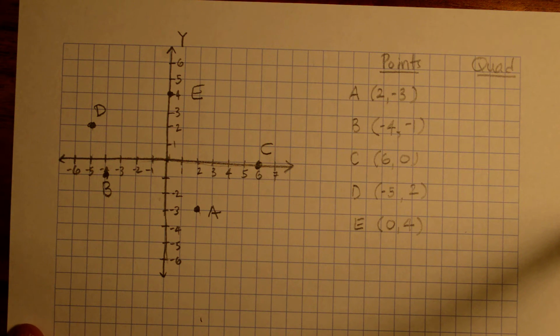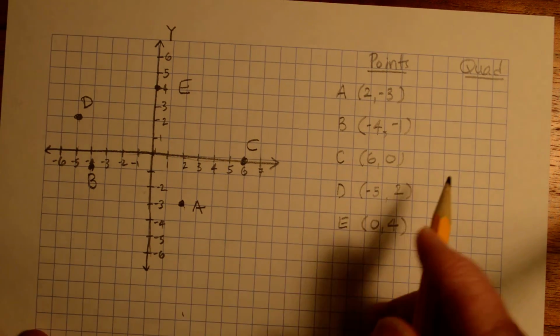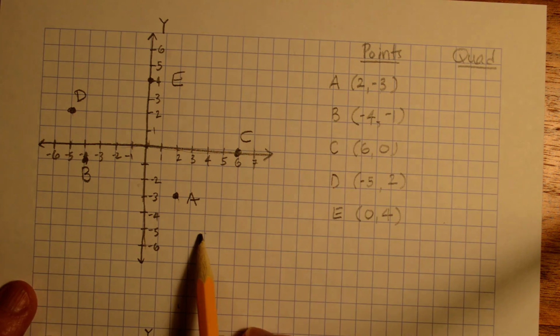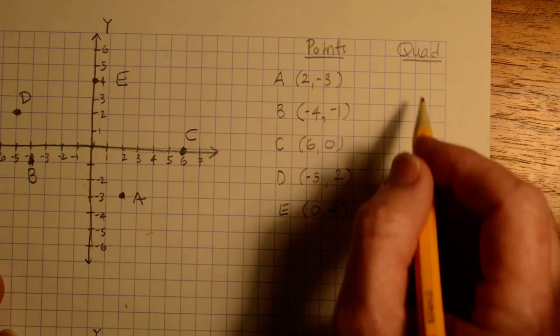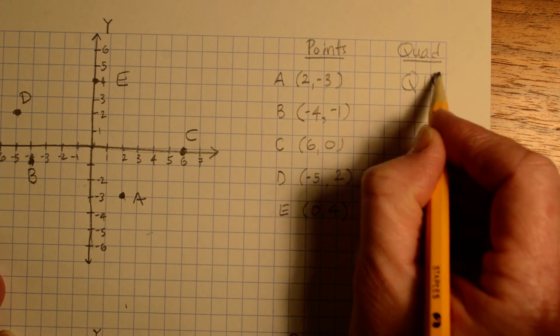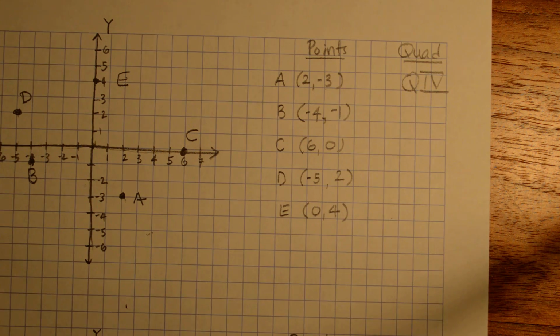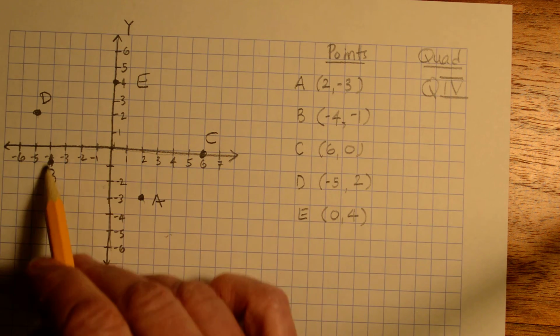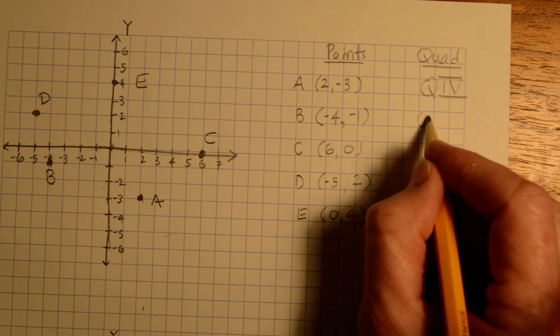All right, and then let's list what quadrants they're in. Point A, this one down here, should be in quadrant 4. I'm just going to write Q4 again, just to save space. -4, -1, that point B was in quadrant 3.